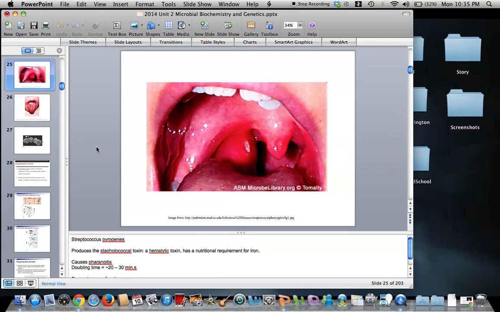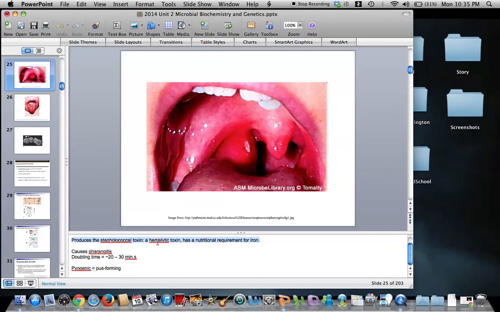Alright, so this disgusting picture is a Streptococcus pyogenes infection, and streptococci are capable of producing a hemolytic agent, and it does that because it needs iron. That's what hemolytic pathogens are doing. The toxin is called streptococcal toxin. This is what causes pharyngitis. Its doubling time is 20 to 30 minutes, so the same as E. coli. It is pus forming.